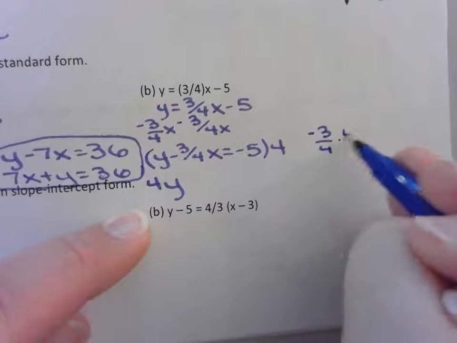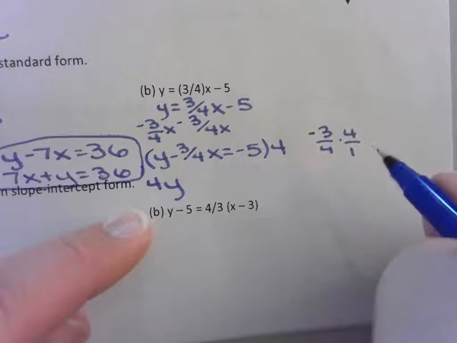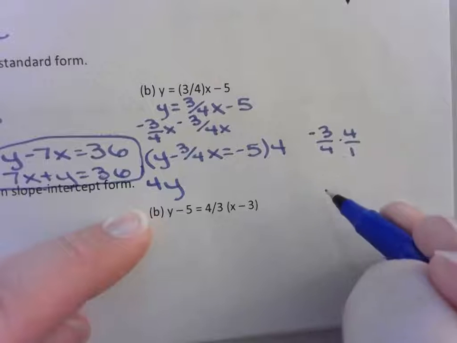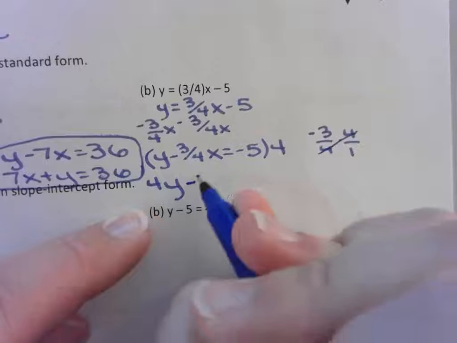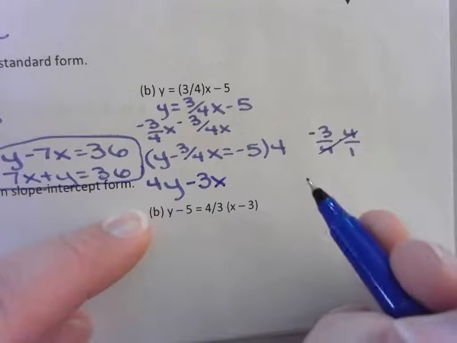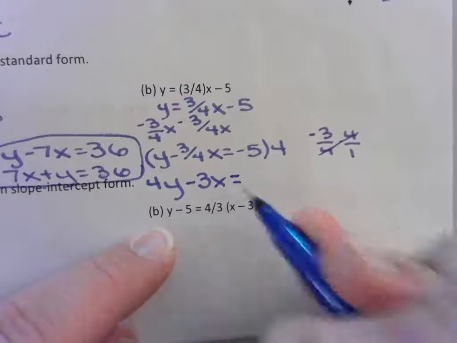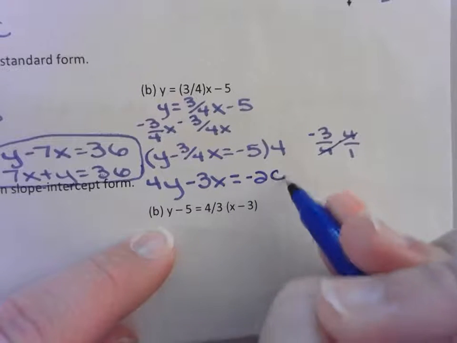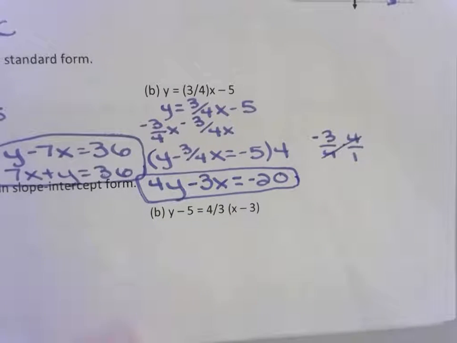Negative 3/4 times 4 over 1. Do not plug this in your calculator. Negative 3/4 times 4 over 1. The 4's cancel, so negative 3. Or if you do negative 12 over 4, that reduces to negative 3. So 4y minus 3x equals negative 20, and that's in standard form. Or it could be negative 3x plus 4y equals negative 20.